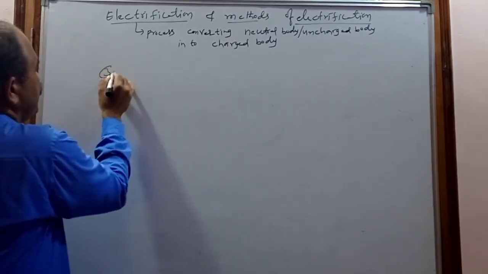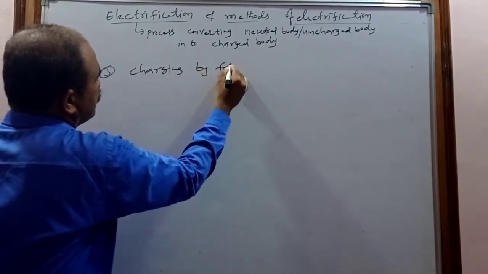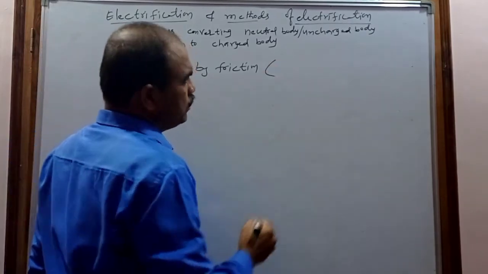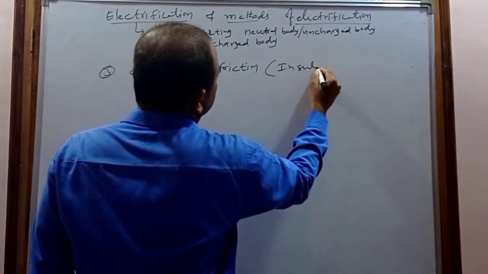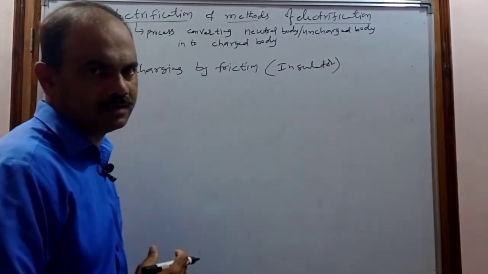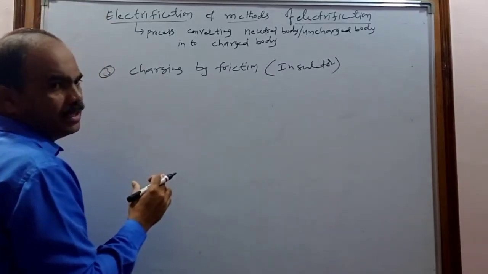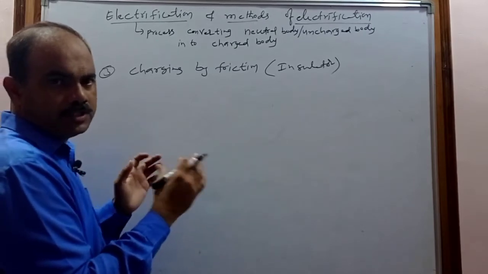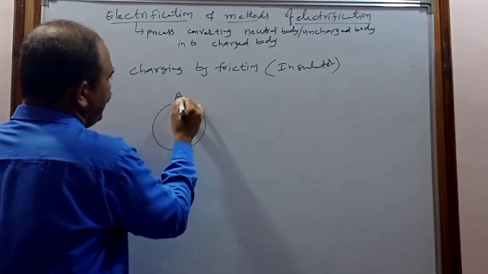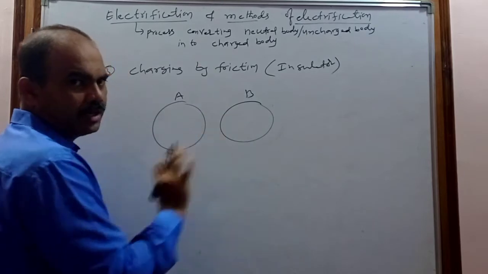The third method is charging by friction. Generally this process is used to charge insulators, because they do not contain free electrons. In charging by friction, the two bodies which are going to be charged are rubbed against each other. Consider this first body A and this second body B. I am going to charge these two bodies simultaneously.